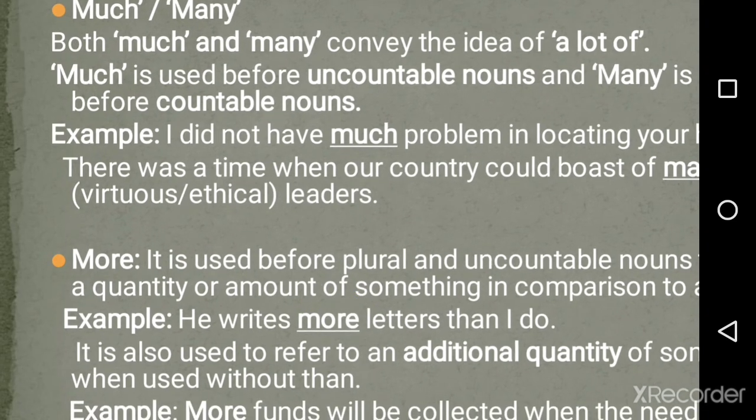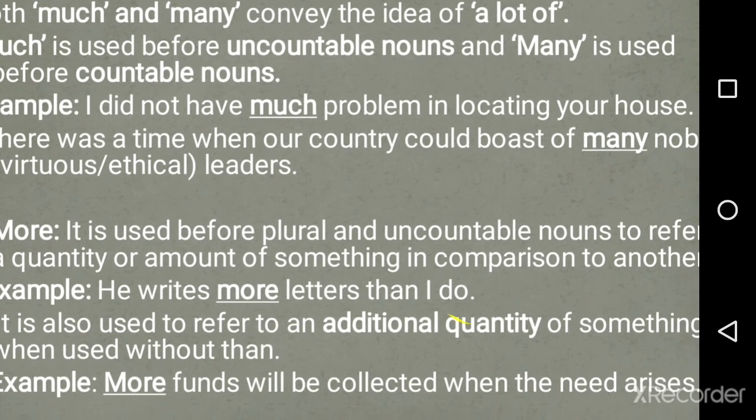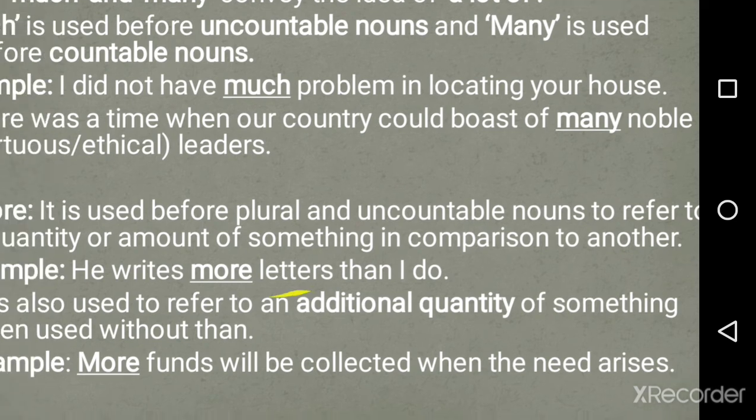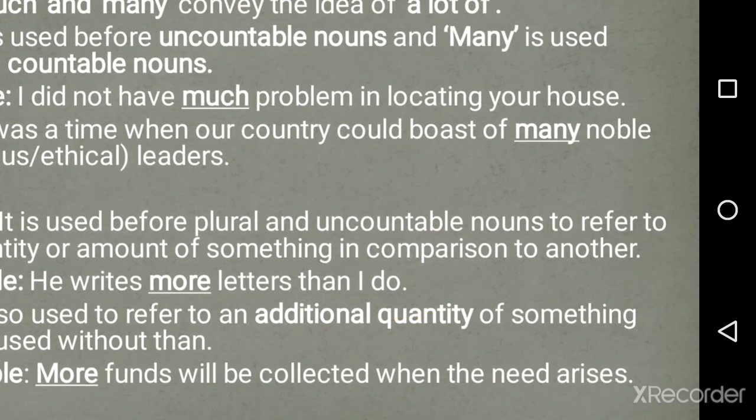Much is used before uncountable nouns and many is used before countable nouns. For example, I did not have much problem in locating your house. There was a time when our country could boast of many noble leaders. Now leaders are countable, so we have used many, and problem is uncountable, so we have used much.